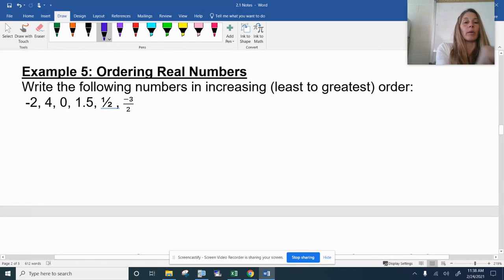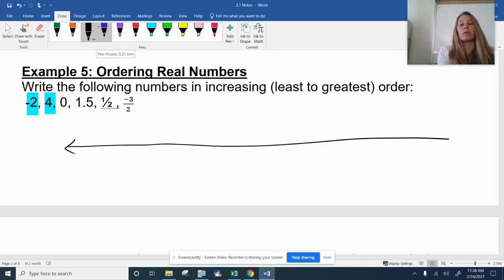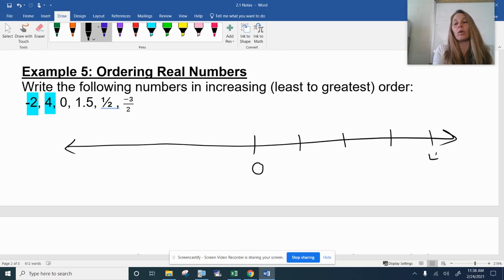Okay, so ordering real numbers. So when we're going to do this, first of all, I like to kind of look for my greatest value and then my smallest value so that I know my number line will fit those. So I have a 0 in the middle always, and I'm going to go up to +4. So 1, 2, 3, and 4. And then I'm going to go -1, -2, -3, and -4. Okay, so first things first, I'm going to put -2 on the number line, which is going to be right there, and the +4 on the number line, and the 0 on the number line.